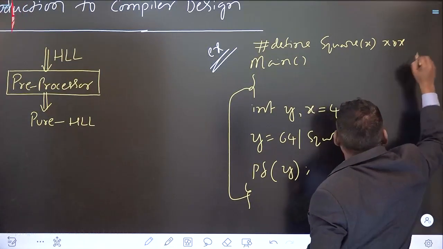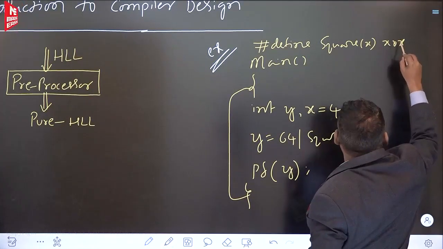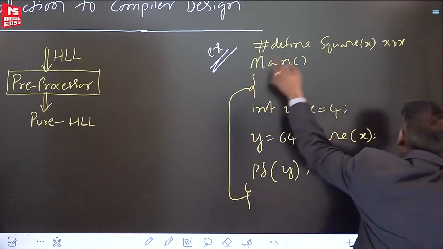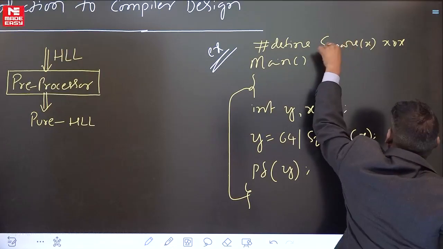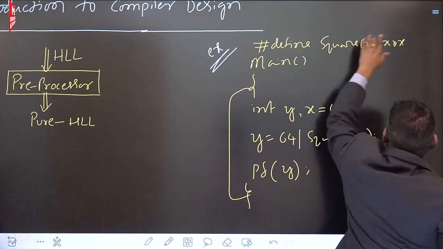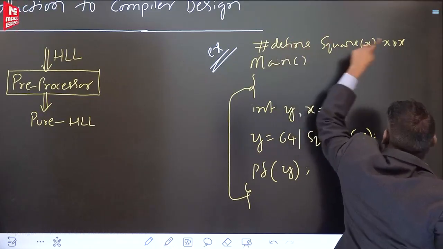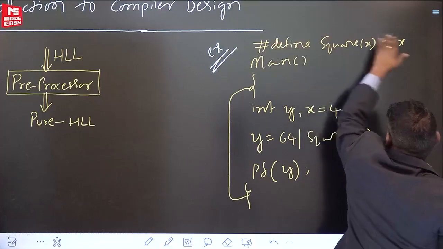The actual thing is x into x. To that, they have given a new definition, square of x. To that one, they gave a rename, and rename is nothing but a shortcut. This is the actual, this is the shortcut. So we are defining the shortcut for this actual. That is what he defined.